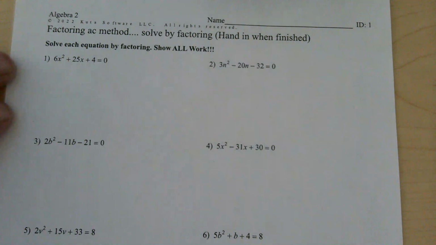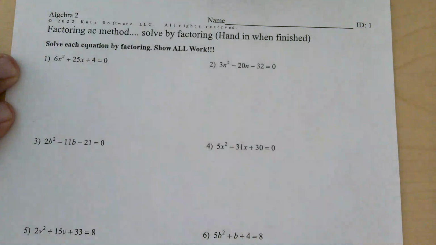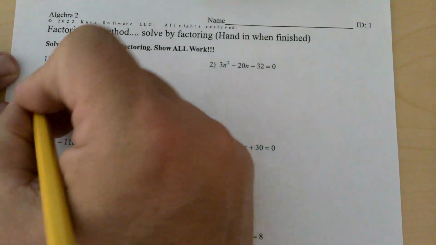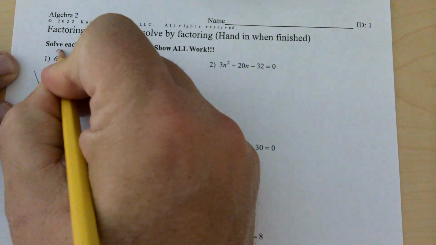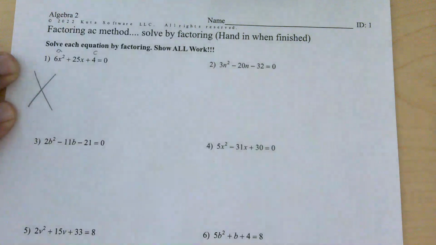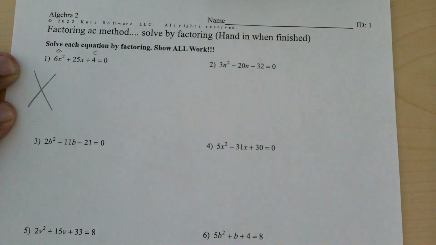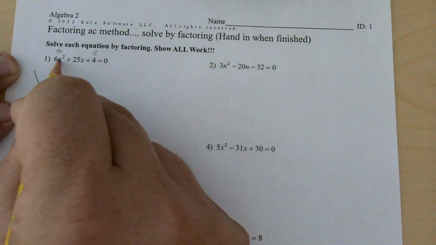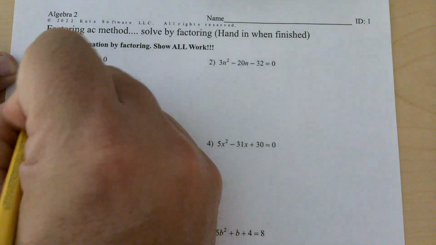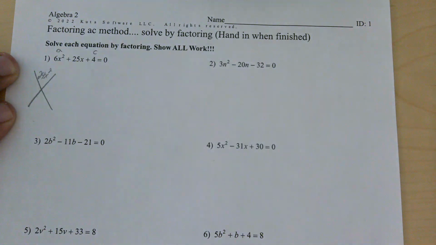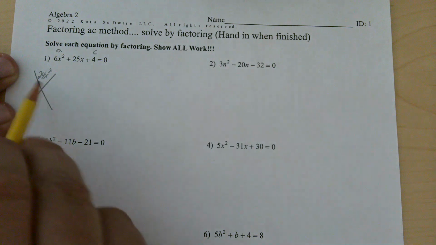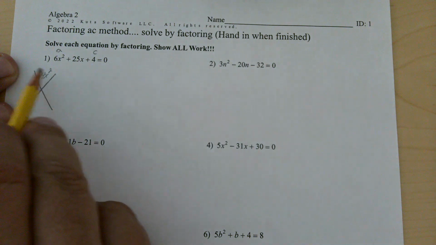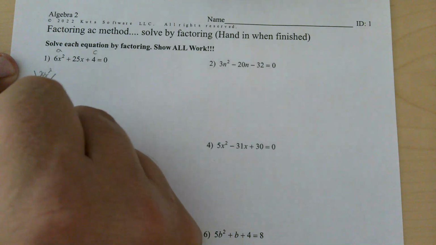So the first problem here, we have an equation equal to zero, and this can be factored using the AC method. This is my A, this is my C. Again, if it's not in that order, it's your job to put it in standard form of a quadratic: your squared term, x term, constant. I'm going to multiply 6x squared times 4, that's 24x squared, and we're going to come up with a combination of two numbers that multiply to give me the 24x squared, but then add up to a 25x.